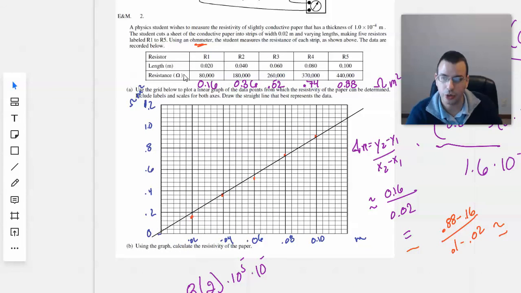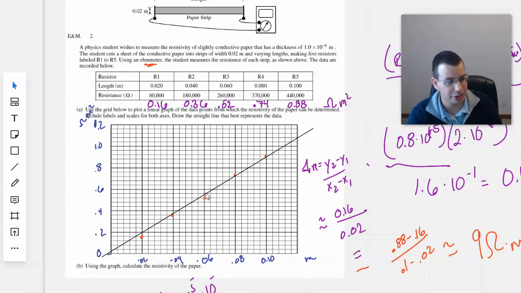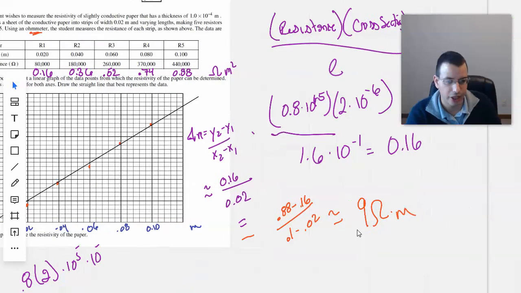And so we graphed all the resistances times cross-sections on the y-axis because we're going to look for the rise over run. And then we did the length on the x-axis, plotted them, and then we just took 2 points and did y2 minus y1 over x2 minus x1. And plotting them was basically just to show that they show up in a line, and therefore we can use the slope method. And then we do all that again, using the graph, calculate the resistivity of the paper. There we go. And we get a final answer of 9 ohm meters.